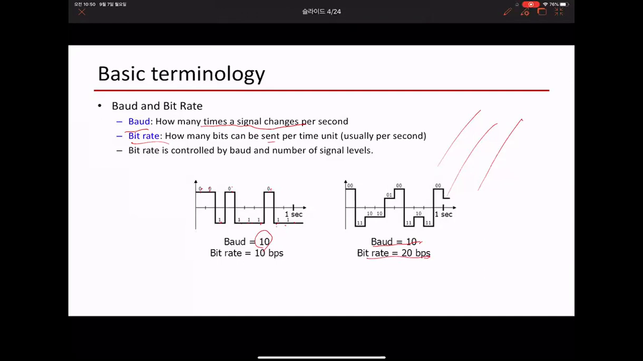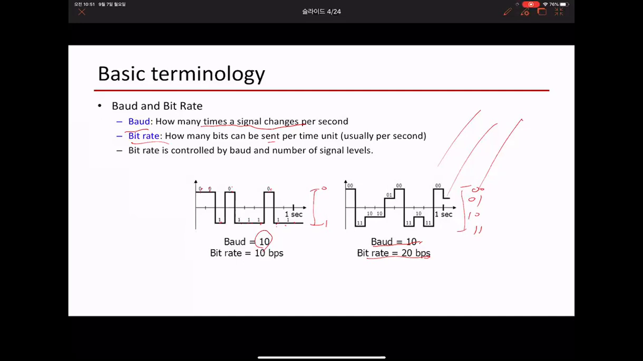How come? Because previously I only had 2 different levels. In this case, I have 4 different levels: 0, 0, 1, 1, 0, 1, 1, 0. So your receiver needs to be much sharper than before, but if your receiver can do this, then I can double the bit rate, meaning I can send more information. I can send double the information than before. That is the bit rate.